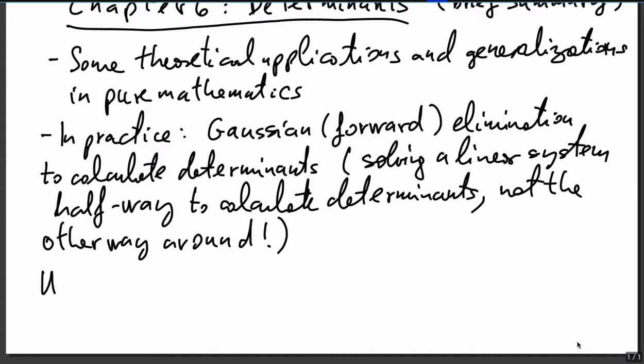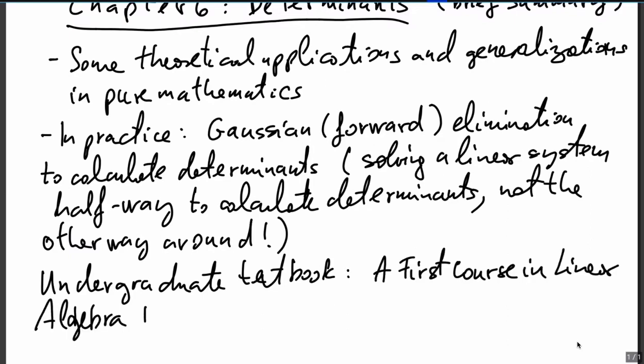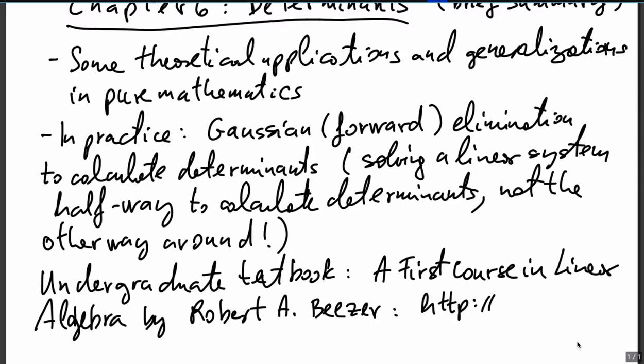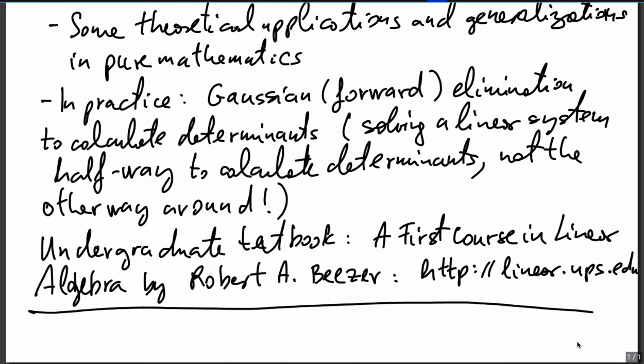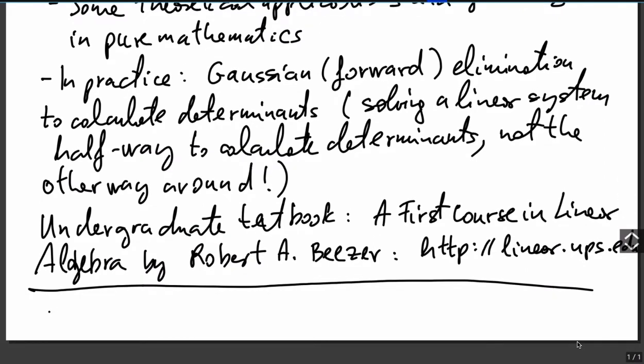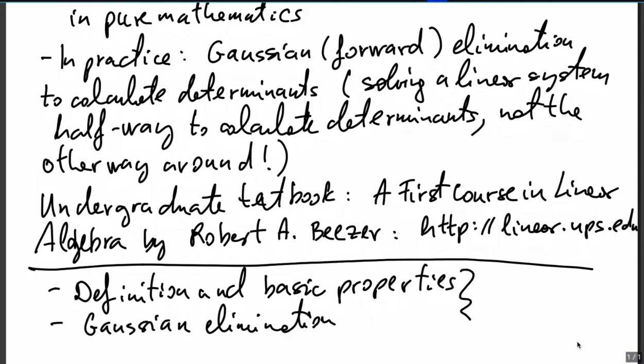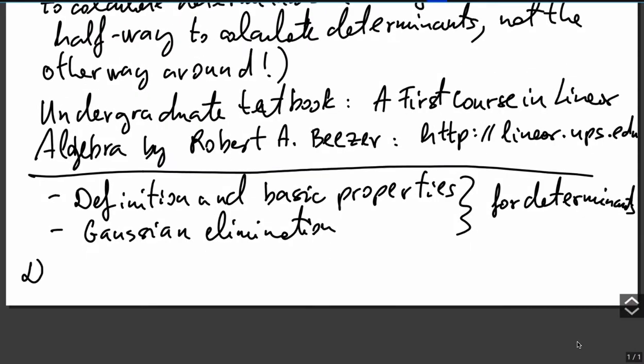What I would like to refer to is the undergraduate textbook online. The title is A First Course in Linear Algebra. This is by Robert A. Beezer, and the website is linear.ups.edu. So we will go through the basic properties and the definition, and we will also look at the Gaussian elimination for determinants.